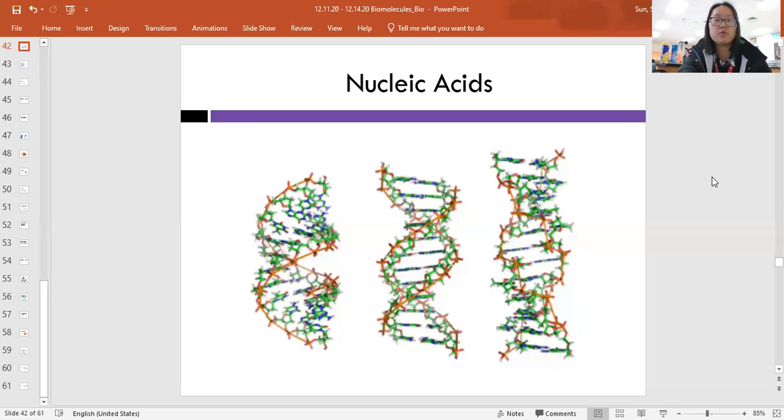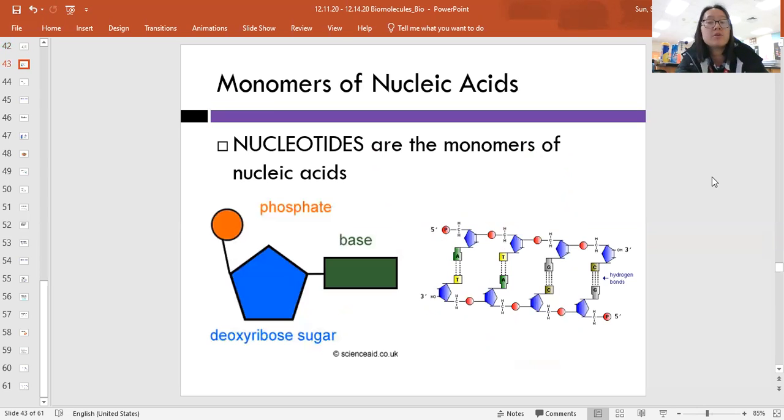All right, next we have nucleic acids. And if you just look at the picture, you can already tell that this is going to include the section where we talk about DNA. So the monomer, or the single unit building block of a nucleic acid, is called a nucleotide, right here in capitals. Nucleotides are the monomers of nucleic acids, and nucleotides each have 3 separate pieces.